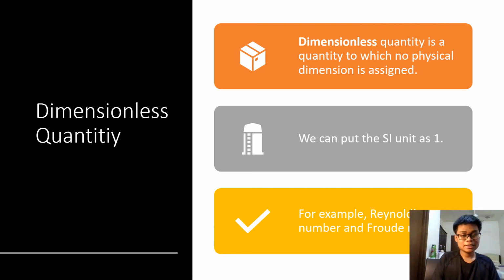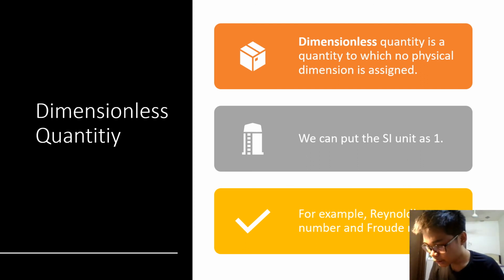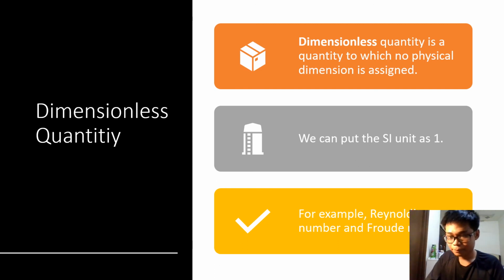So let's look into dimensionless quantities. A dimensionless quantity is a quantity to which no physical dimension is assigned, so we can put the SI unit as 1. For example, we have the Reynolds number and also the Froude number. The Reynolds number is really important in all types of fluid dynamics problems, and we use it as a measure of the ratio of the inertia force to the viscous force. The Froude number is important in problems involving flows with free surfaces. For both of these numbers, we do not have a unit. They only have a number, but no unit. That's why they are called dimensionless.